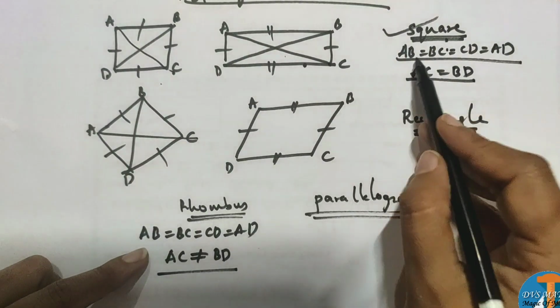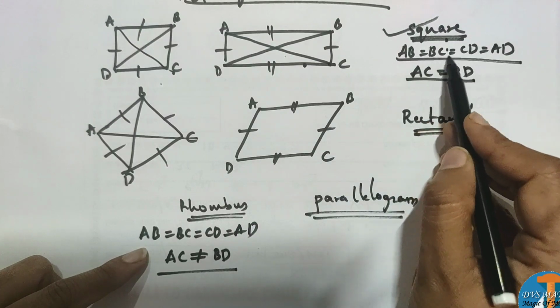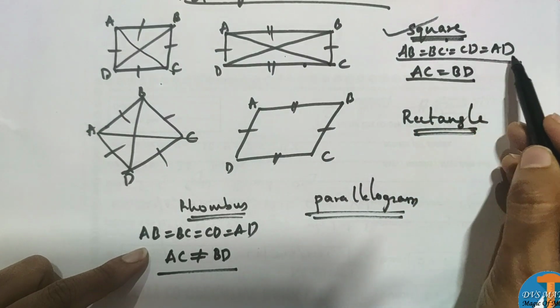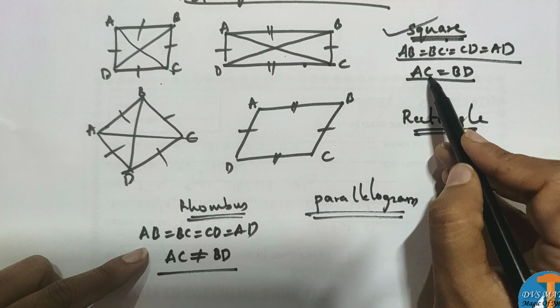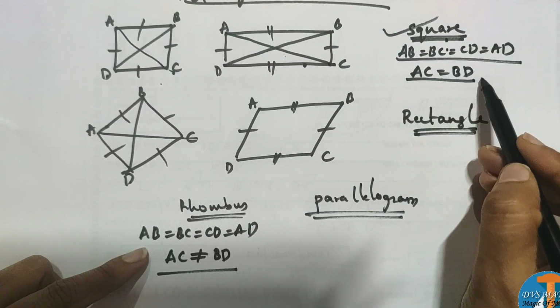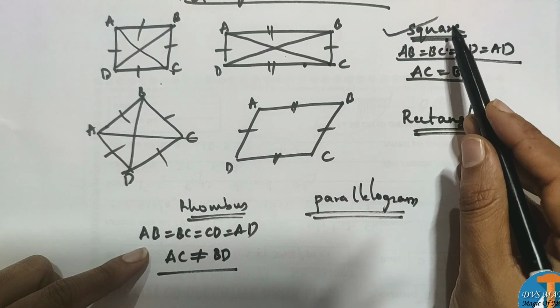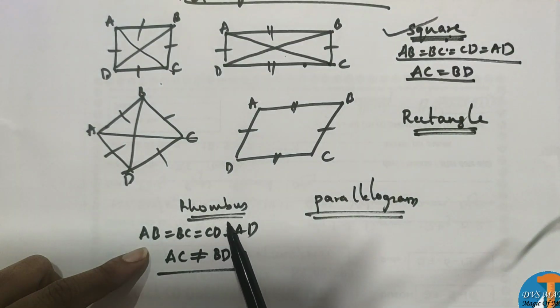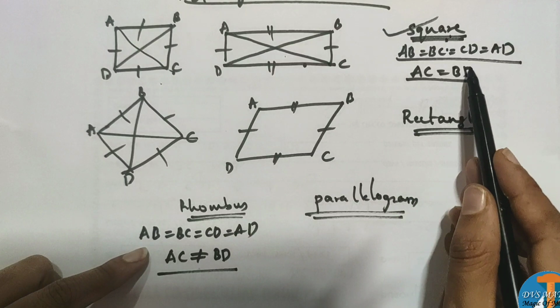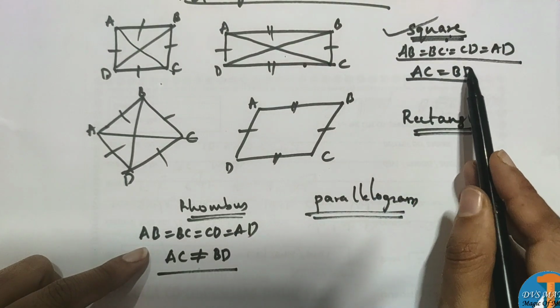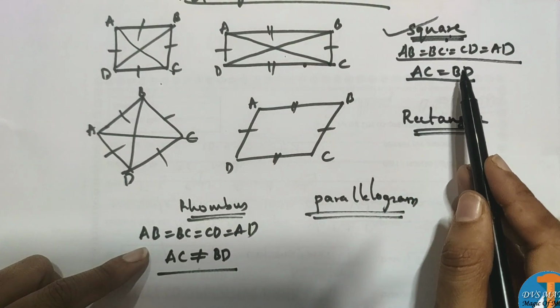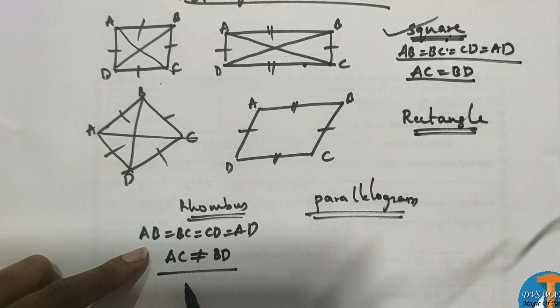Clear? Okay, you know the distance: distance between AB, distance between BC, distance between CD, distance between AD, distance between AC, distance between BD, like this. Okay, if all sides are equal then we have 2 chances, either it can be a square or it can be a rhombus. Then we have to check the diagonals also. If diagonals are equal then it is a square, if diagonals are not equal then it is a rhombus. I think it's clear, right? Then let's go for the next one.